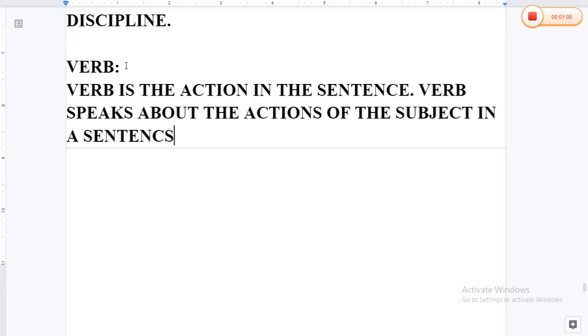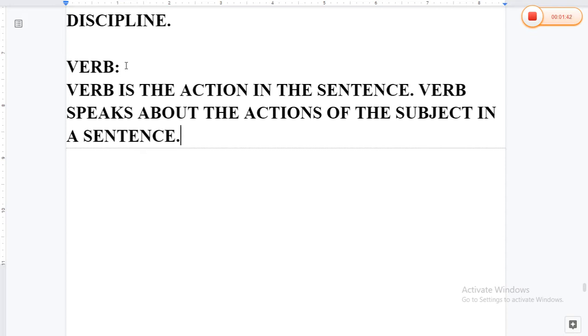As we know that action is performed by a subject, every sentence has a subject. And that subject performs some kind of action. Even when it doesn't perform any active action, even if he is sitting in a stable position, it is performing an action. So, doing action is a verb, and even not doing action is a verb as well. So, verb is the action in the sentence, and verb speaks about the action of the subject in the sentence.